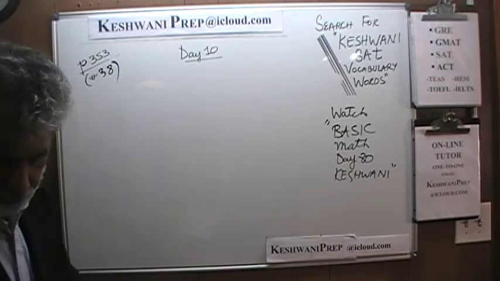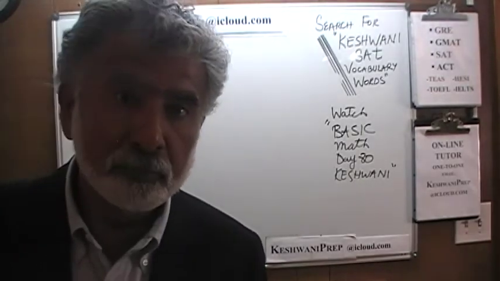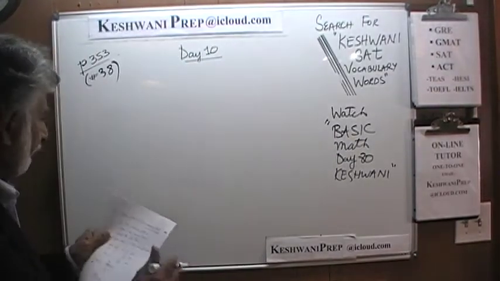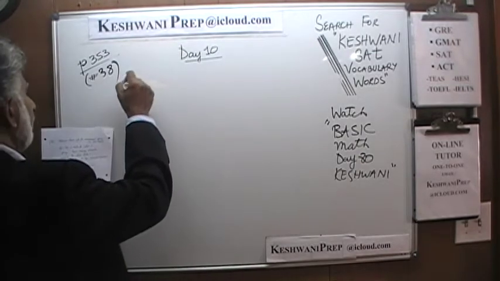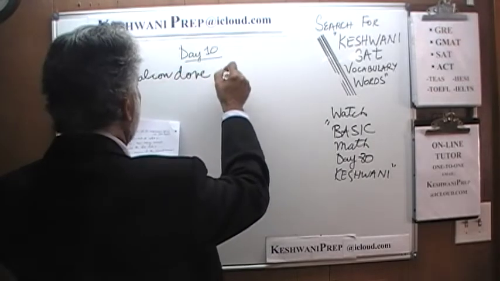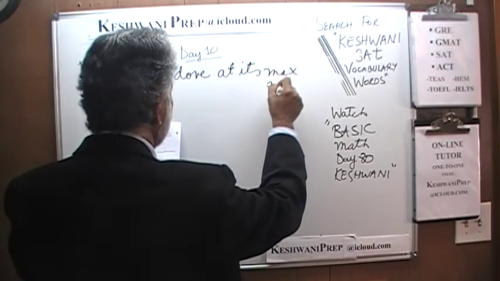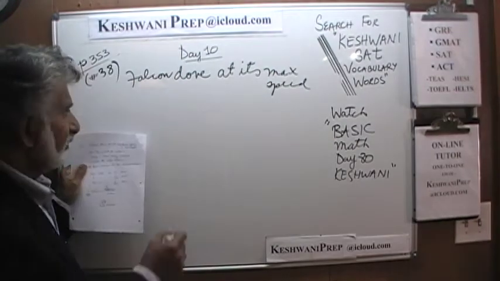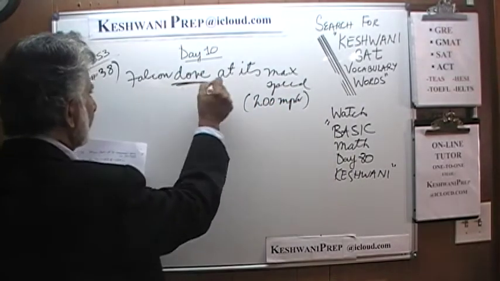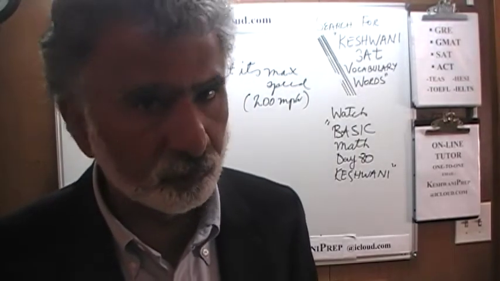38 says we're dealing with the same falcon, same bloody falcon that we're dealing with in number 37. We still have to contend with him. 38 says that the falcon that we're dealing with dove at its maximum speed. And we know what his maximum speed is. His maximum speed is 200 miles per hour. And yes, dove is the right word. Past tense of dive is dove, not dived.